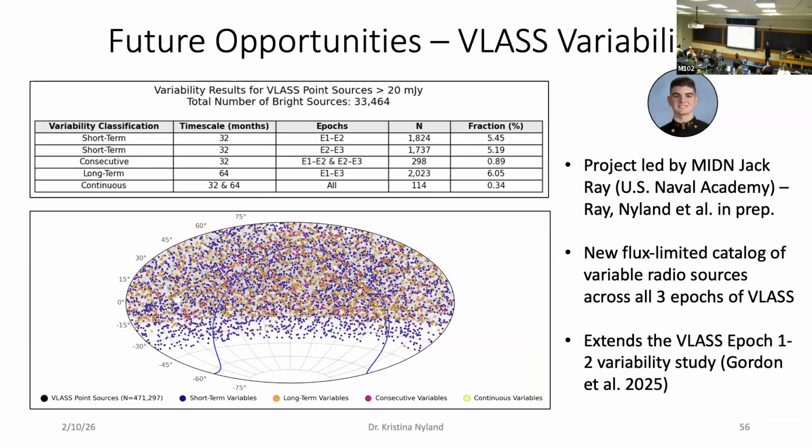Sorry, one more quick thing. This got out of order. I do want to make a quick plug for another one of my students, Midshipman Jack Ray, also from the Naval Academy. He's been working on statistics of VLASS source variability. He has created and vetted a 3-epoch VLASS catalog. He presented this initial catalog at the recent AAS Phoenix, and he'll be ramping up with a whole bunch of science follow-up on this in his senior year next fall.